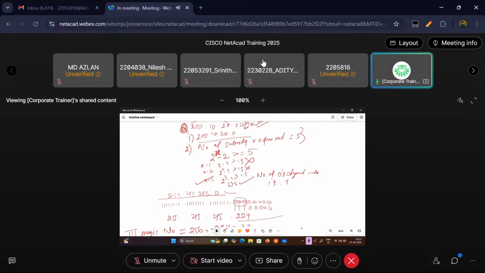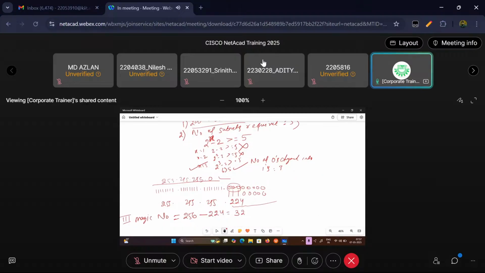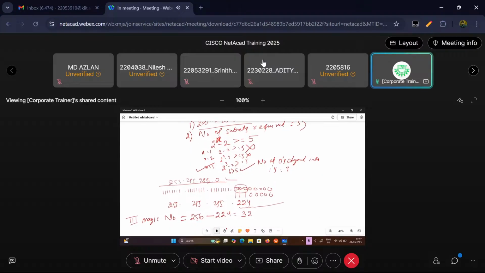Accordingly, I have calculated the value of n or x, because 2 raised to the power x minus 2 should be greater than or equal to 5. So what is the value of x? If you use 1, 2 raised to the power 1 is 2, and 2 minus 2 is 0, which is not greater than or equal to 5. If you use 2, you get 4 minus 2, which is 2, not greater than or equal to 5. So you cannot take these values. So I have used x equal to 3.